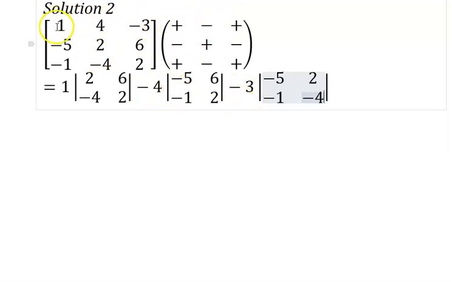So if you have 1, we are left with what? 2, 6, minus 4, 2. If you have 4, we are left with what? Minus 5, 6, minus 1, 2. And if you have minus 3, we are left with what? Minus 5, 2, minus 1, minus 4. So you need to be very, very careful. So let's go.